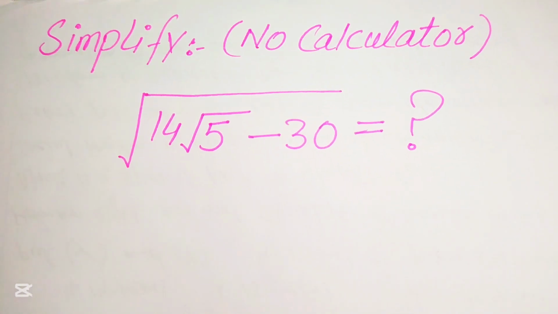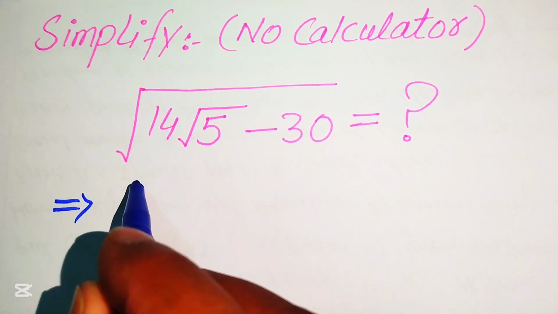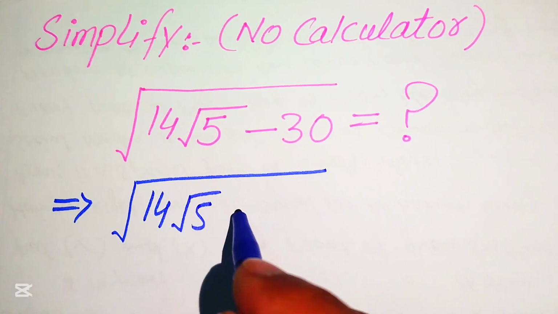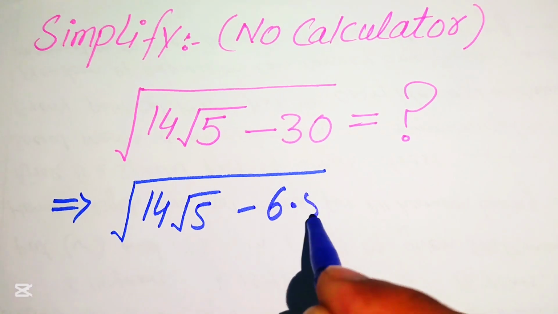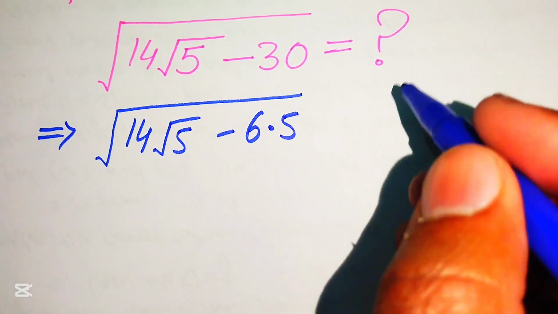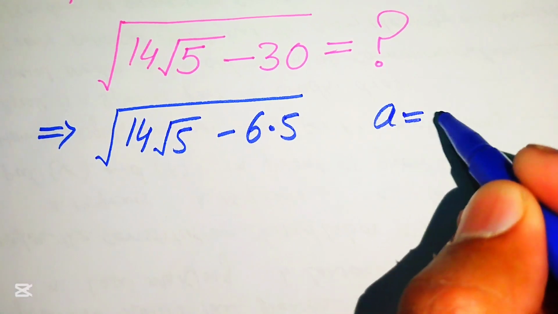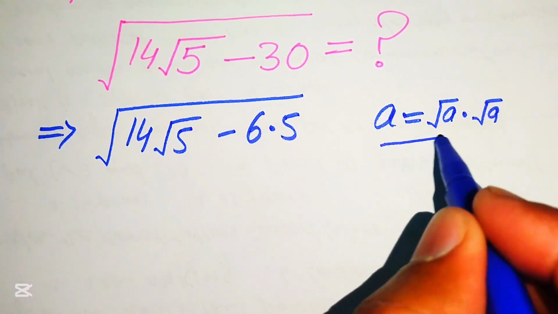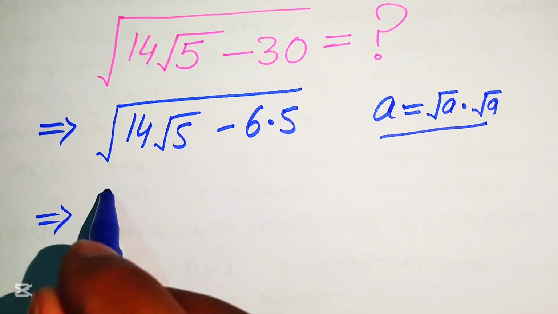The very first step is to focus on this 30, and we write this expression as 14 times the square root of 5 minus, and we write this 30 as 6 times 5. We know that 6 times 5 becomes 30. After that we apply this nice rule. You know that if you have a, we write this a as the square root of a multiplied by the square root of a. So according to this rule we will write this algebraic expression in this form.